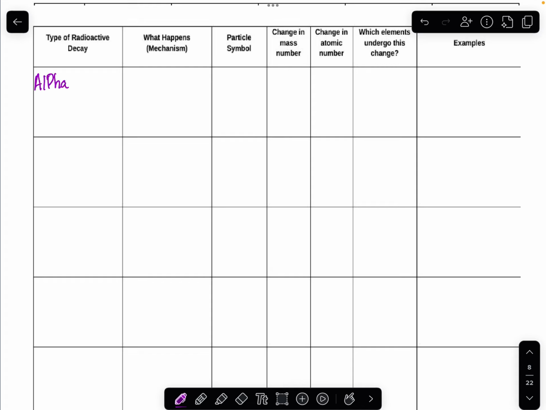Particle, we know the symbol. They are positive, heavy, low energy compared to other ones, low penetrating power, high ionization power.